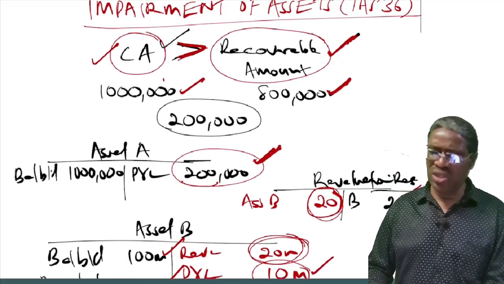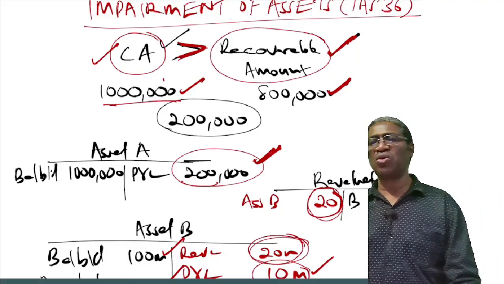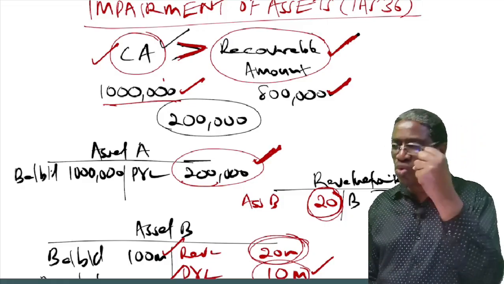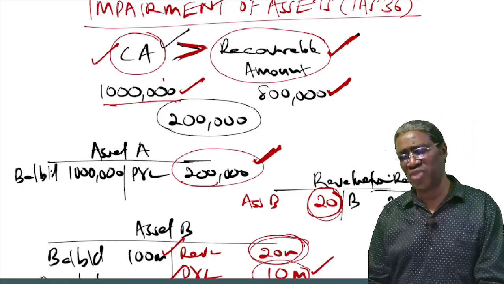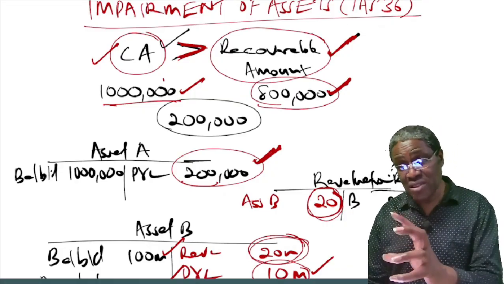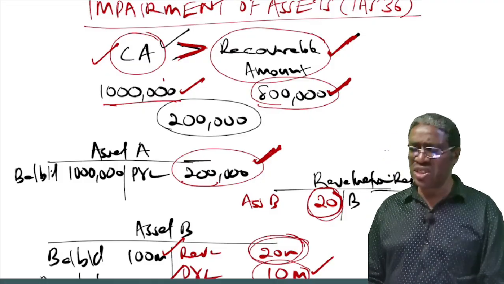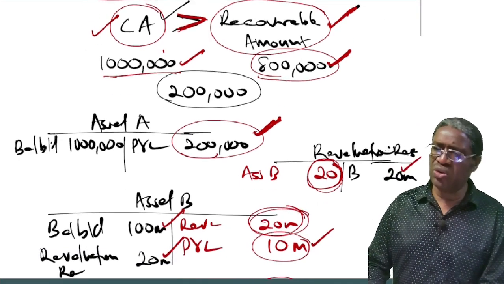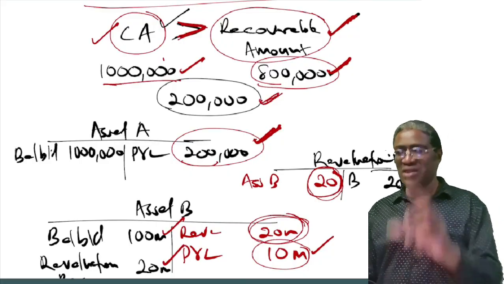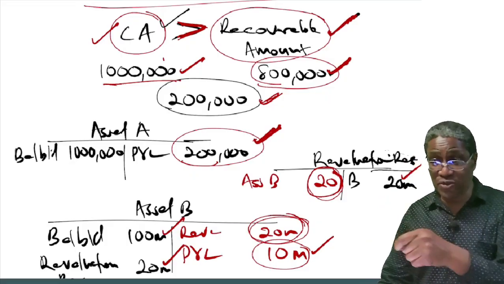Suppose an asset has a carrying amount in your books of 1 million. Then we said, suppose you as a company calculate the recoverable amount of that asset and you find it is 800,000. If the carrying amount is higher than the recoverable amount, then it has suffered. So from this illustration, the asset had suffered an impairment loss of how much? 200,000. That 200,000 we said should be written off against the profit in the profit and loss account.